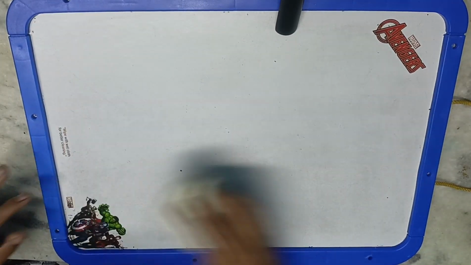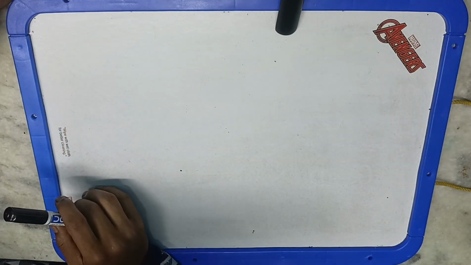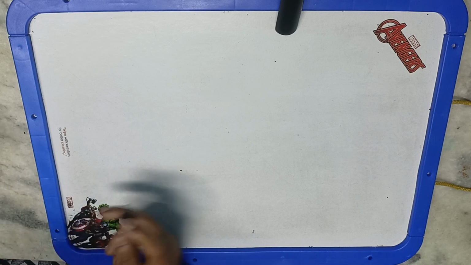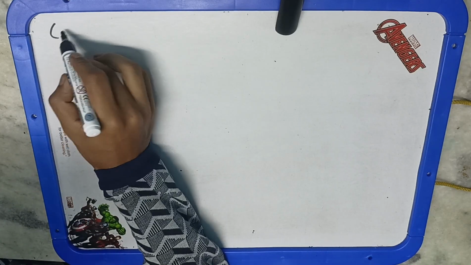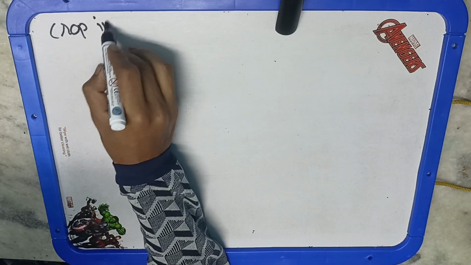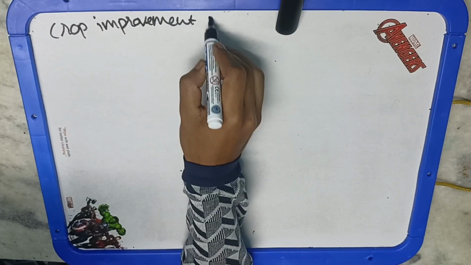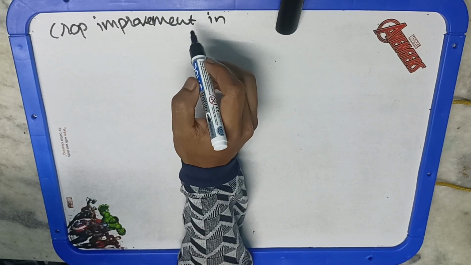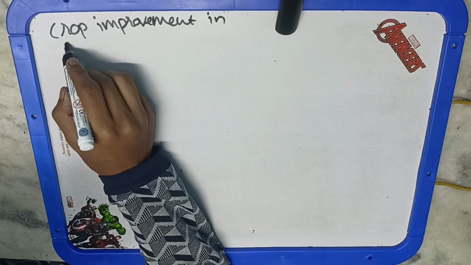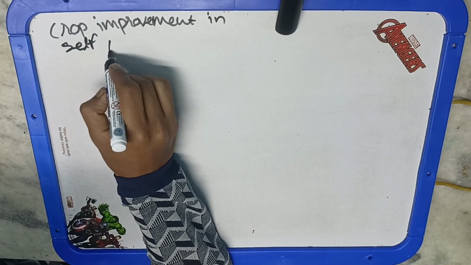Hello everyone. In this video of plant breeding, we will discuss an important, or we can say practical, topic, that is crop improvement. Although the previous topics which we have studied are also practical, the concept of heterosis is basically theoretical. But crop improvement is the thing which we generally practice in the field.